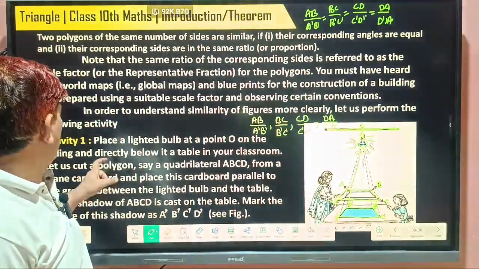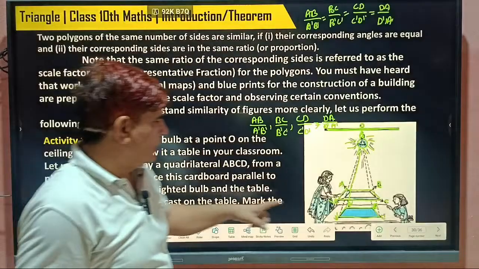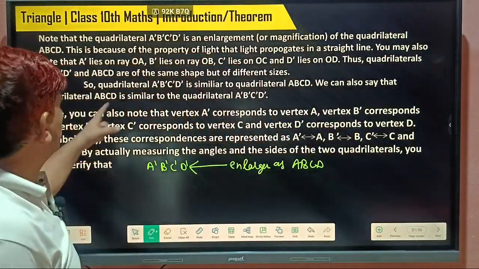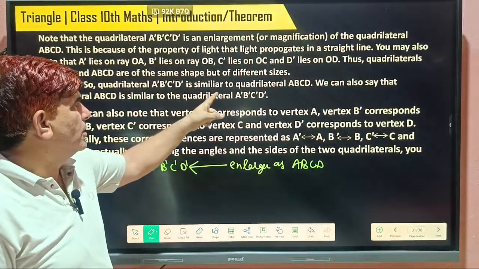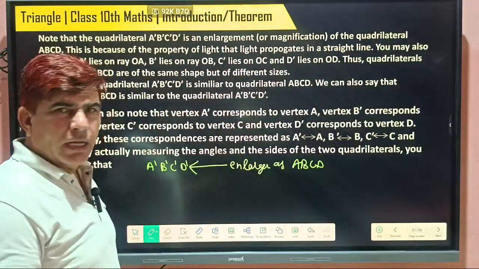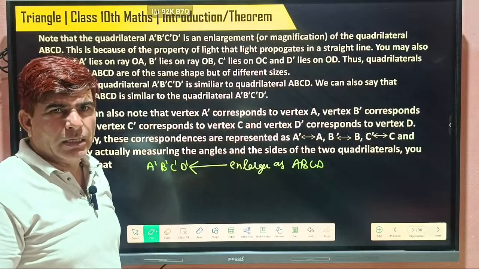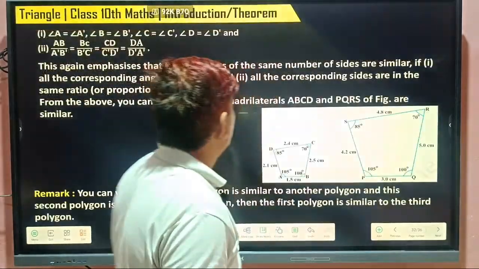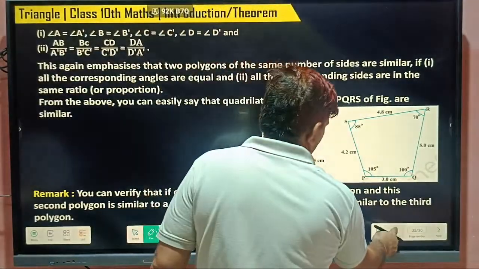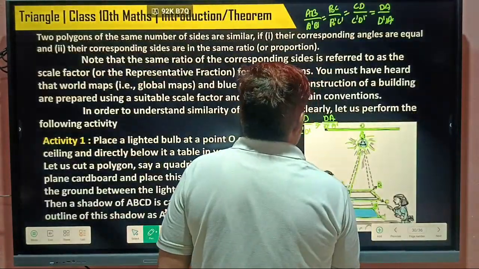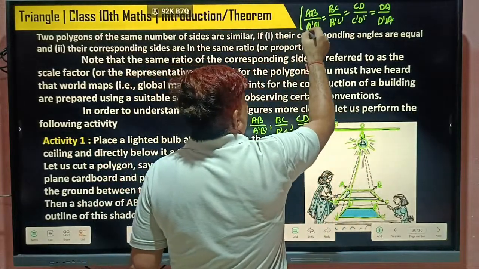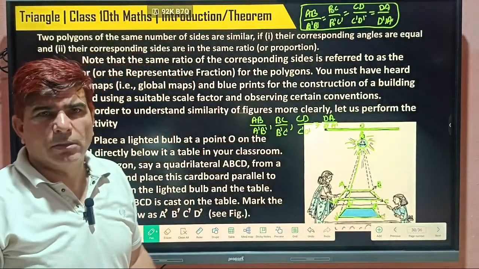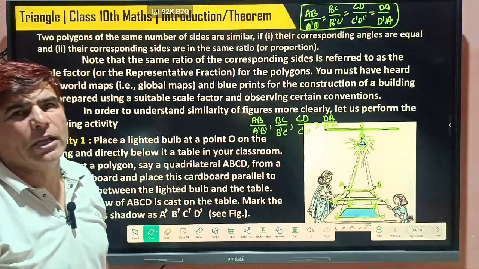Understood? So the shadow is cast, then coming to the next page. Quadrilateral ABCD is similar to A dash B dash C dash D dash. It means the angles are the same and the sides are in the same ratio. These are the sides in the same ratio. Angles same, same figure, an enlargement of that figure. So the angles remain the same.